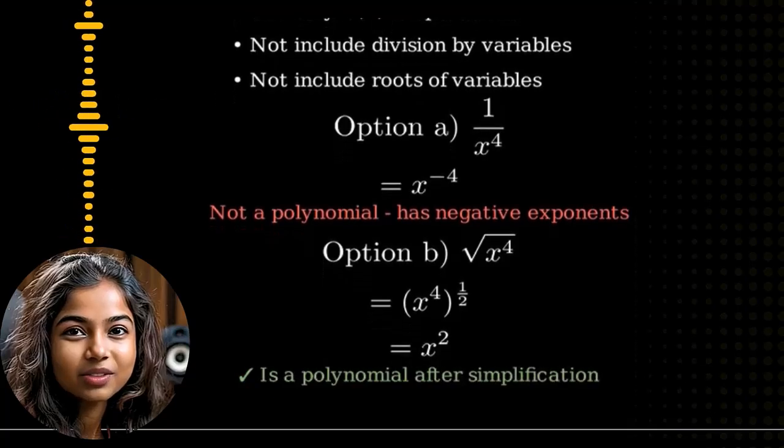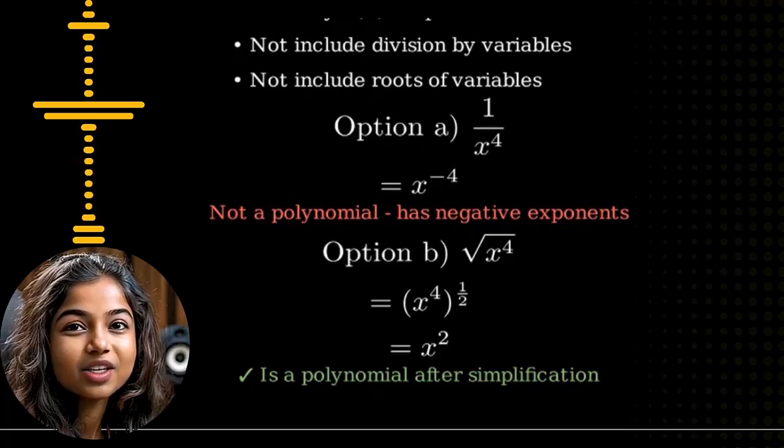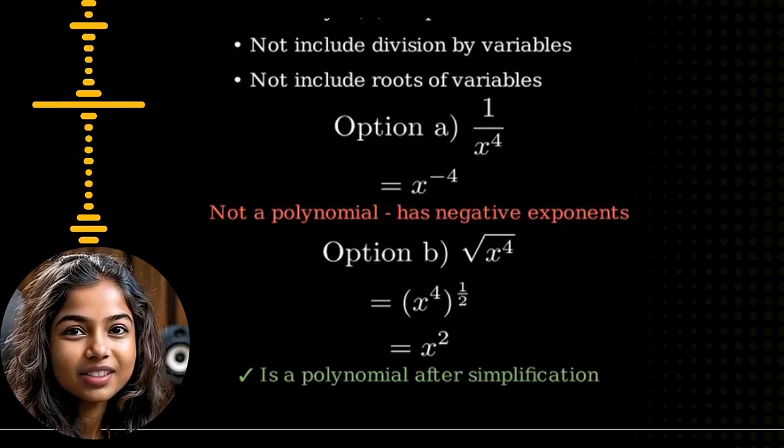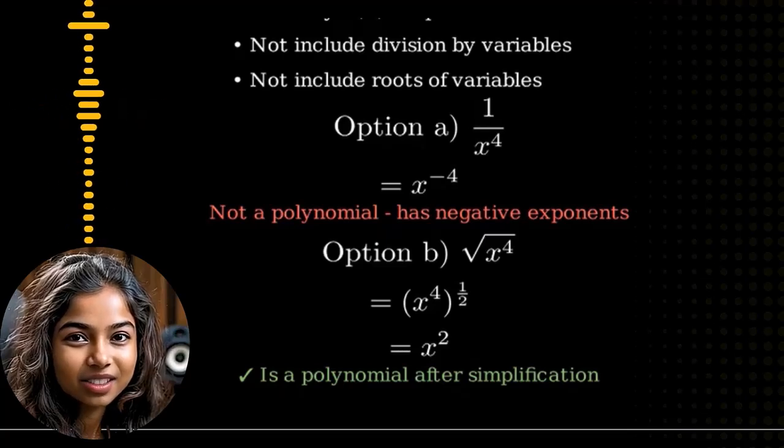For option C, 2/3 over y plus x. This expression contains division by the variable y, which means it's not a polynomial. Just like option A, this would give us a negative exponent for y.